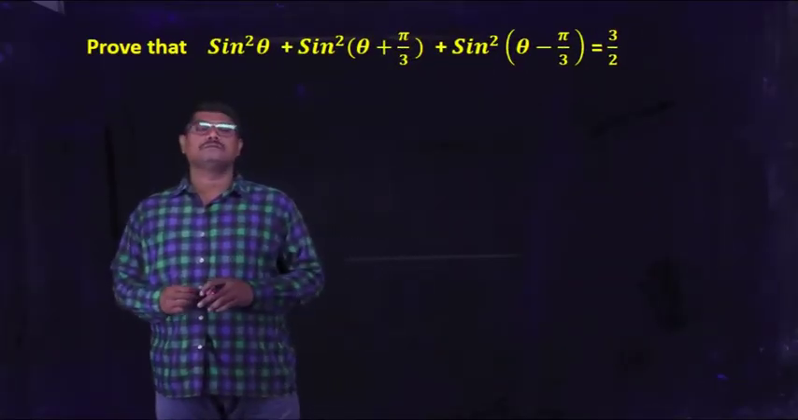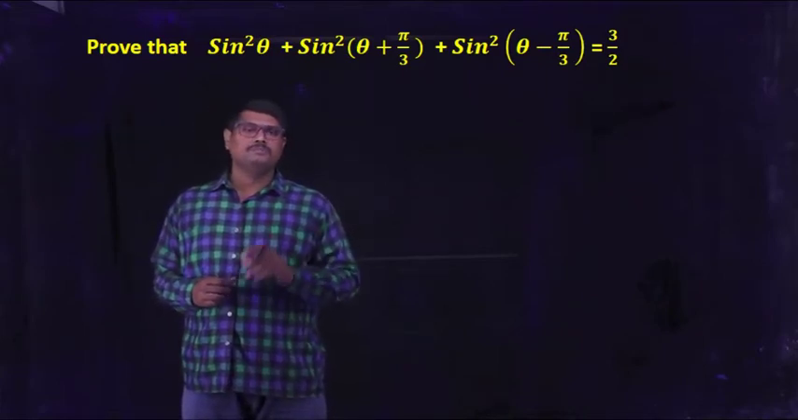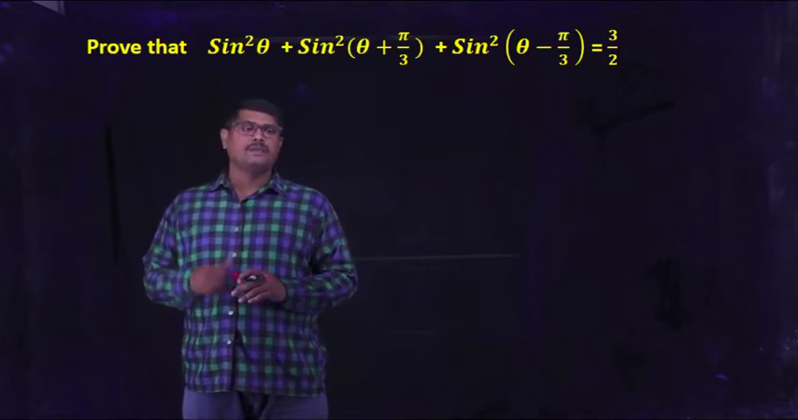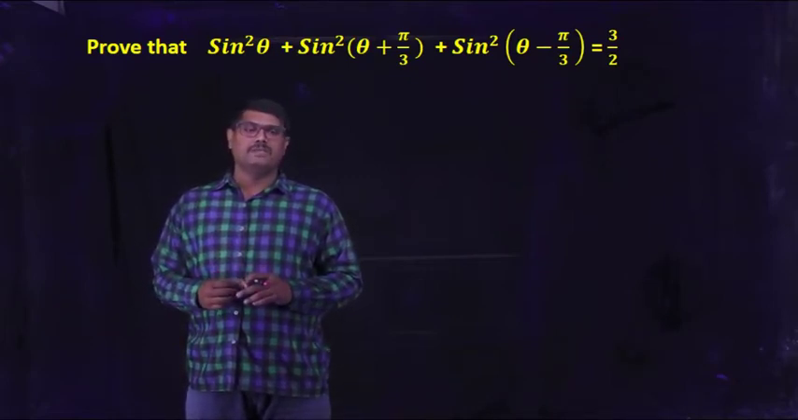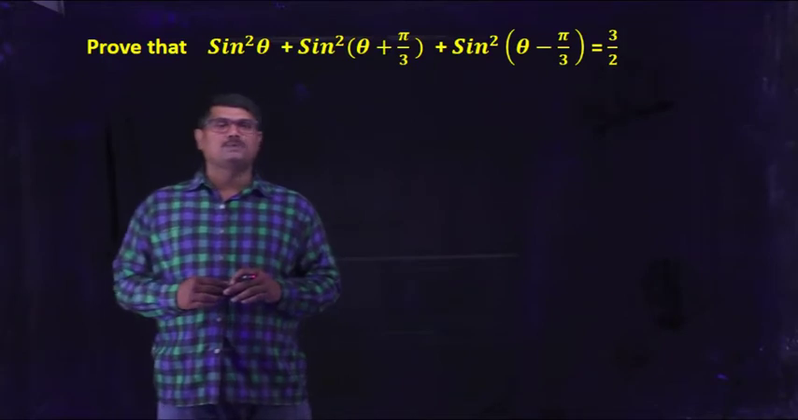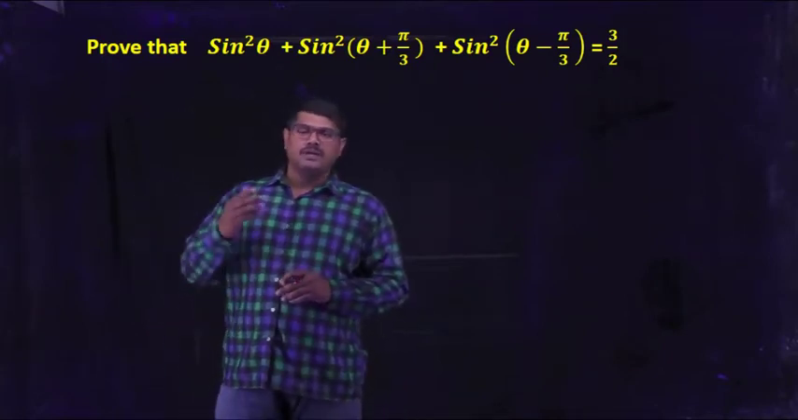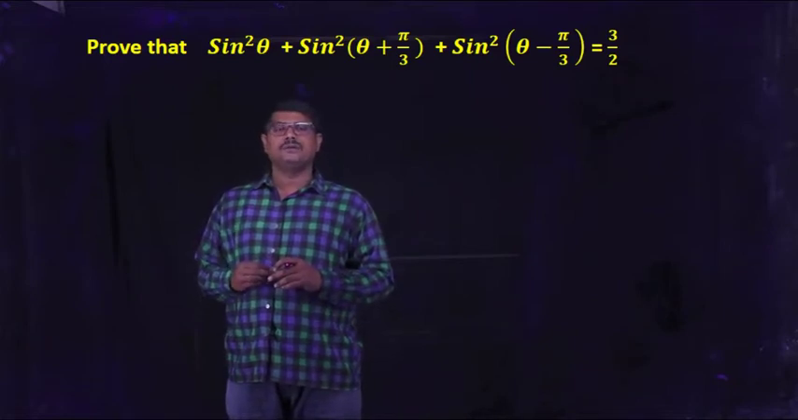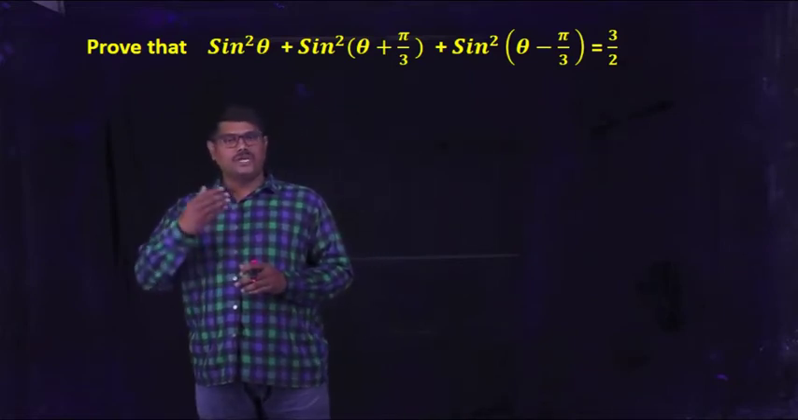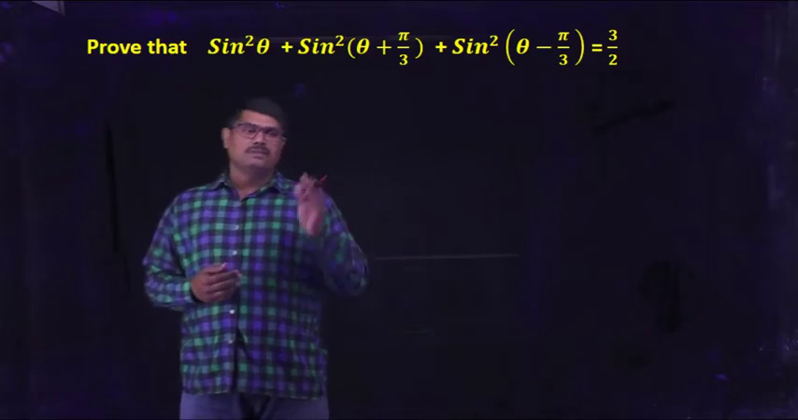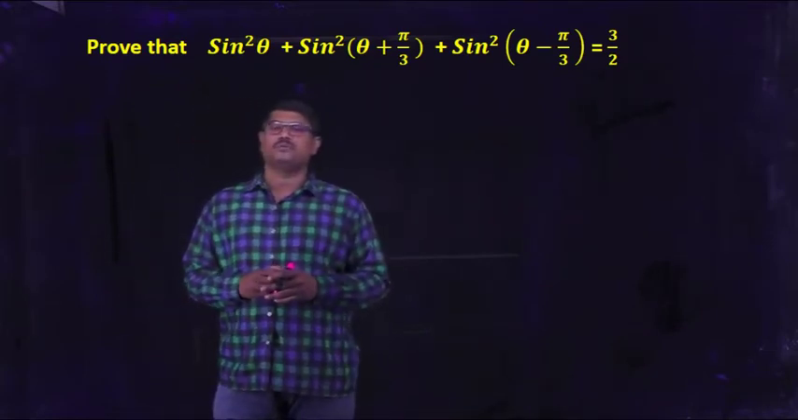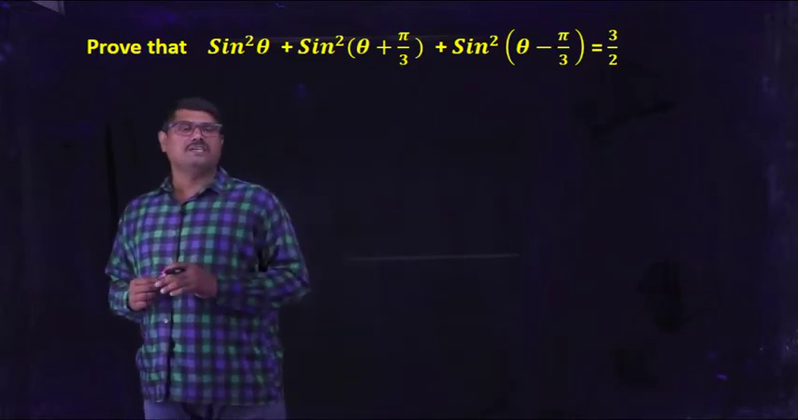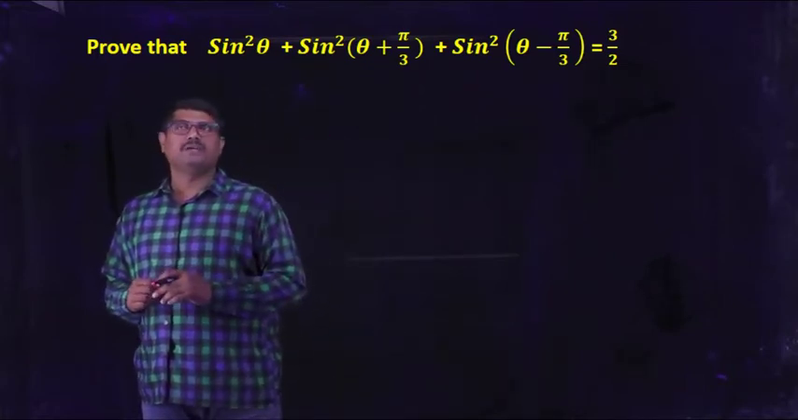Now observe one more problem. Sin square theta plus sin square theta plus pi by 3 plus sin square theta minus pi by 3. We have to prove that the expression value is 3 by 2. Remember here, the value of theta is independent. So in place of theta, if you write any angle, the expression remains the value 3 by 2. So let us verify whether the value of the given expression is 3 by 2.